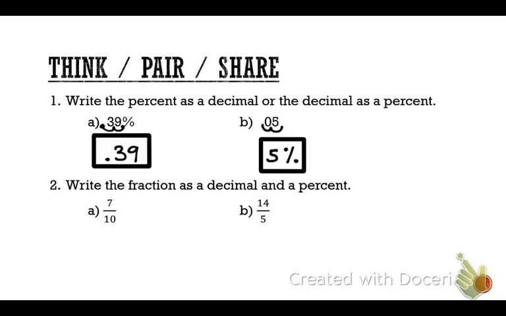Final problems of the day. I want you to go to number 2. Go ahead and do A and B with your partner. Now look, it's asking you to write it as a decimal and as a percent, okay? So make sure you're doing it with both.